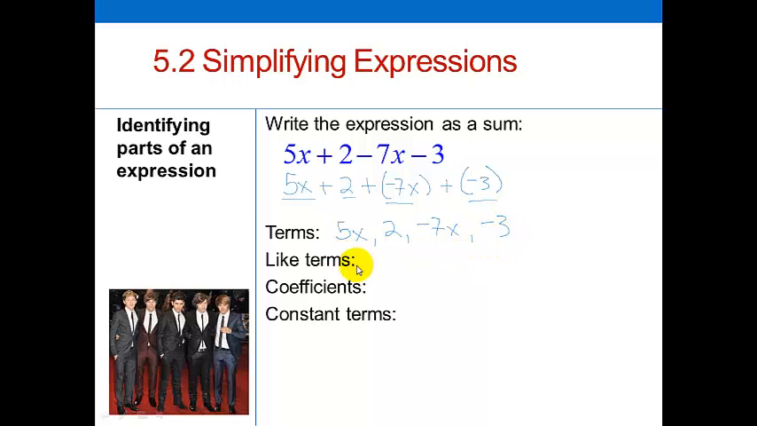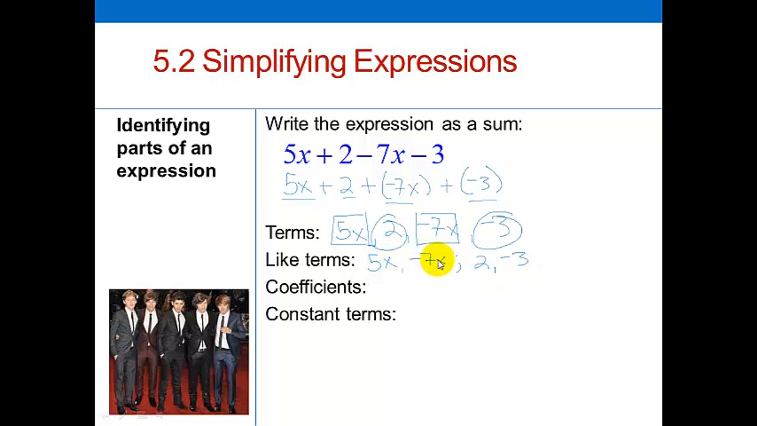Our like terms are going to be 5x and 7x. So I'm going to write 5x and negative 7x. Our other set of like terms is going to be 2 and negative 3. So 2, negative 3. So we have 2 sets of like terms.